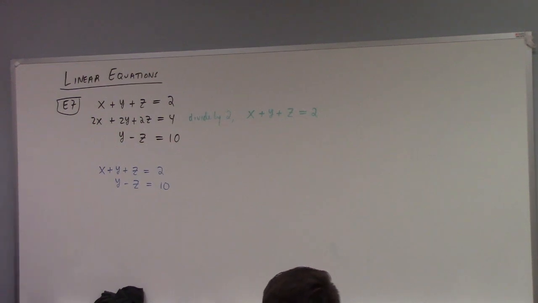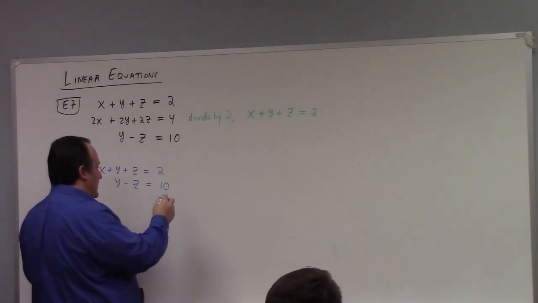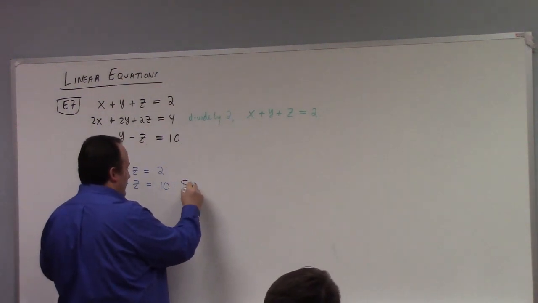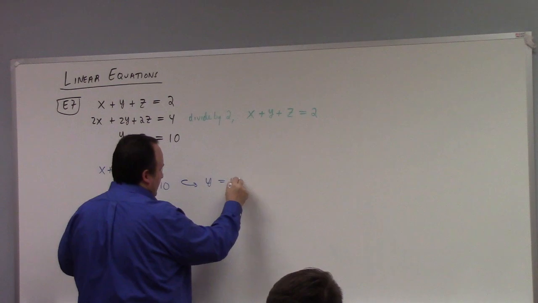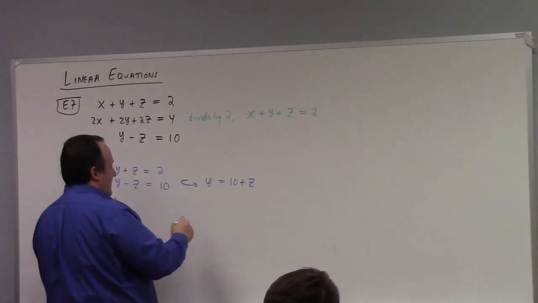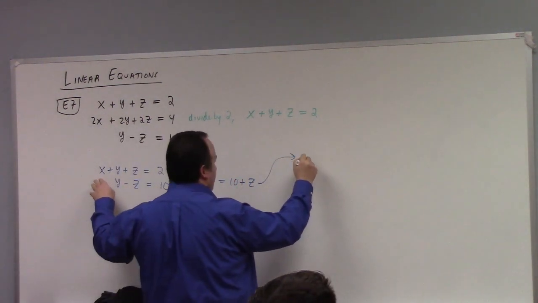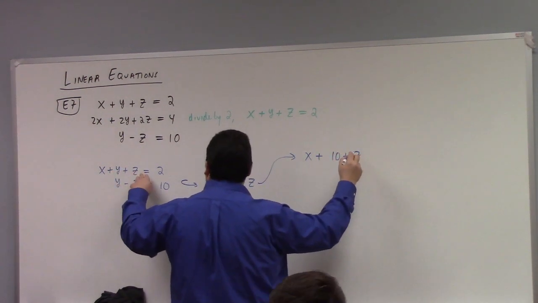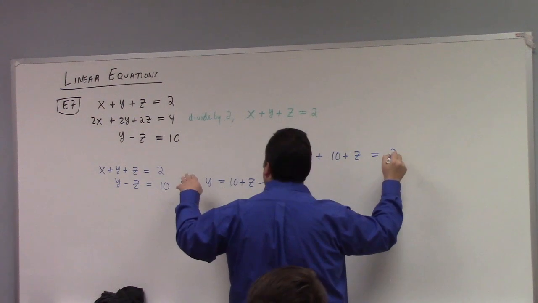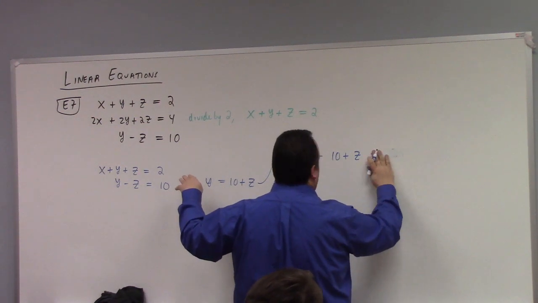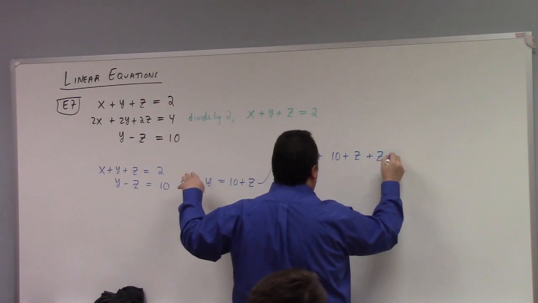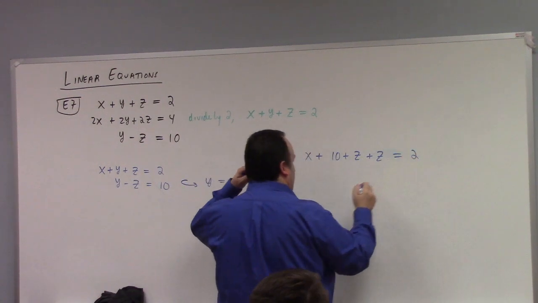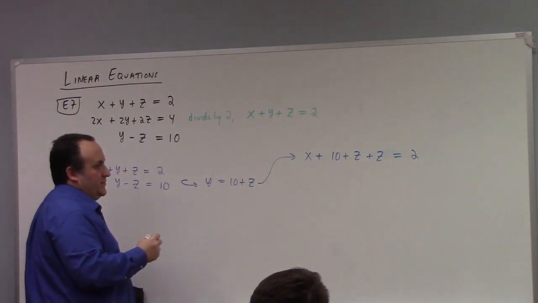To see through the noise, what do we do? Set y equal to something and then plug that in. So you're thinking substitution. Set y equal to something and plug it in. That is certainly an option. So y is equal to 10 plus z. And that would then give me that x plus 10 plus z plus z is equal to 2. Oh, I lost a z. x plus 10 plus 2z is equal to 2, which we could solve for z, for example.